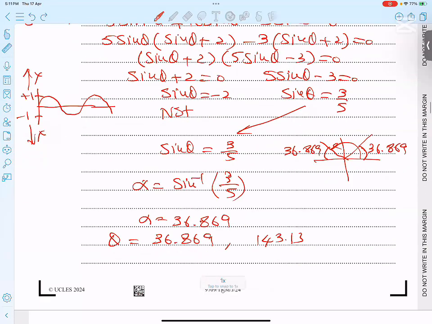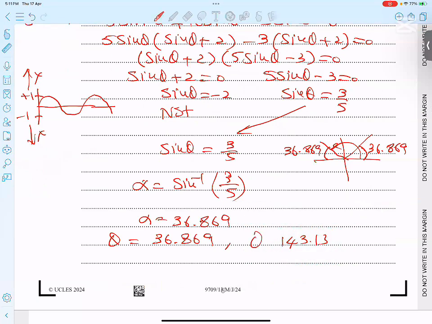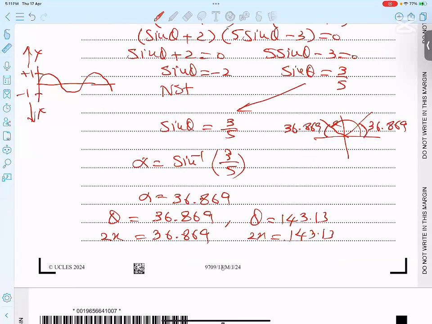As I got two values, look at students, I'm writing here. As I said before, you have two options. So replace here and replace here: 36.869 and 143.13. These two I will divide by 2. When I divide by two, I get x equal to 71.6 degrees, and if I divide the other one by 2, I get x equal to 18.4 degrees.